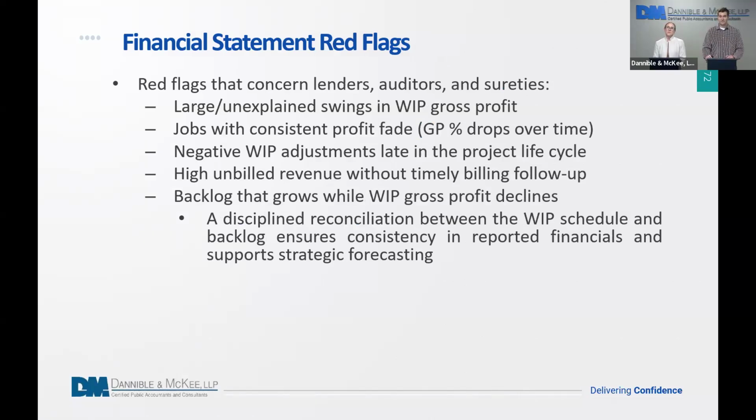Again, I'm going to kind of rip through this because I think we covered a lot of it in more detail, but some red flags that will concern lenders, auditors, and sureties: large unexplained swings in WIP, jobs with consistent profit fade, where the gross profit percentage consistently drops over time every time you give them a new WIP schedule, and negative WIP adjustments that happen late in the project life cycle. Unless something unexplained or unplanned pops up, they're going to know that potentially there were costs in here, that management knew there would be overruns, and it just was never updated in the estimated cost to complete.